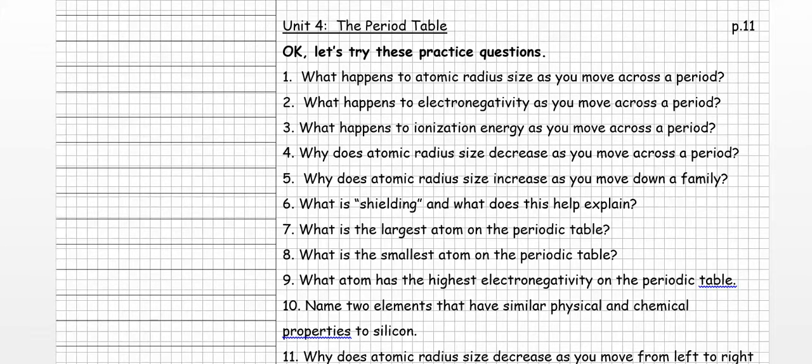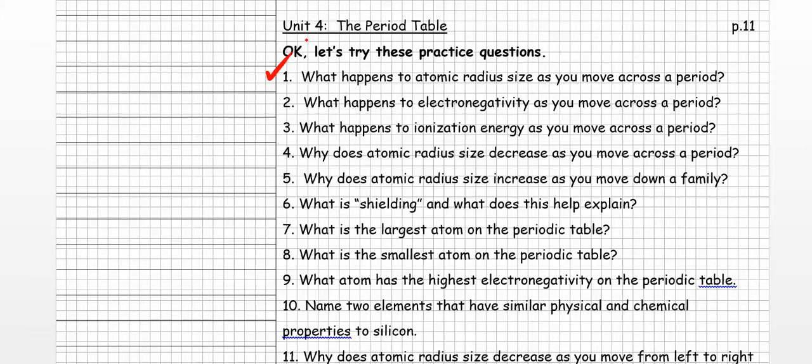Number 1 says, what happens to the atomic radius size as you move across a period? So remember, as we move from left to right across a period, what's happening is that the atomic radius size gets smaller. It does so because you are increasing the number of protons in the nucleus and simultaneously increasing the electrons in the periphery, thus increasing the nuclear charge, the attractive force between protons and electrons. As that nuclear charge increases, of course, atomic radius size decreases, right? All right, so that's number 1.